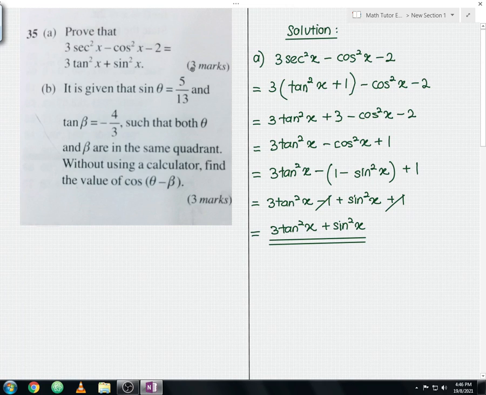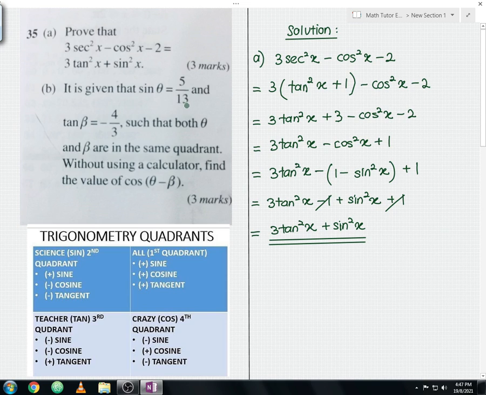So one value gives us positive and another value gives us negative. So the first step, what you need to do is identify in which quadrant the sine value gives positive and at the same time the tangent value gives us negative. In this case it will be the second quadrant, because your sine can only be positive in the first and second quadrant. So in the second quadrant, sine theta gives us a positive 5/13 and tangent beta gives us a negative 4/3 value. So that will be your first step.